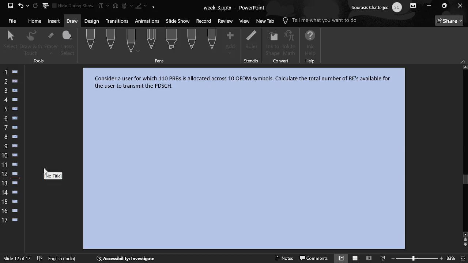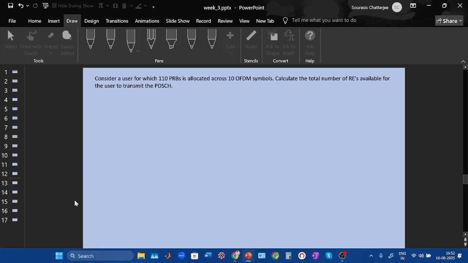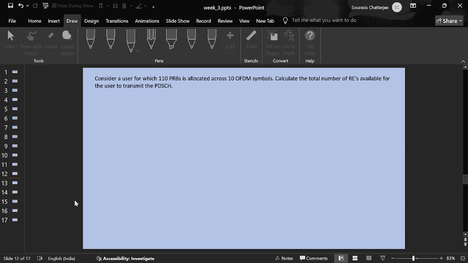Okay, about this question here: there are 110 PRBs allocated across 10 OFDM symbols. So we are supposed to calculate the total number of resource elements available for the user to transmit the physical downlink shared channel. So what should be the answer for this? How can I calculate the total number of REs here?